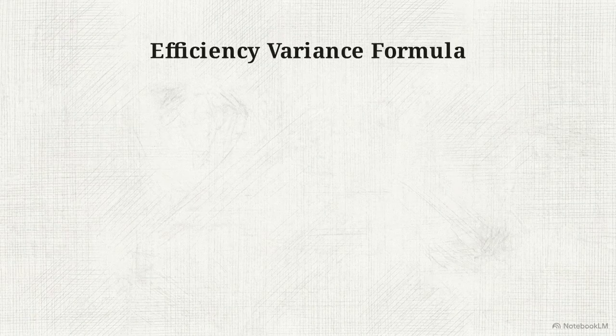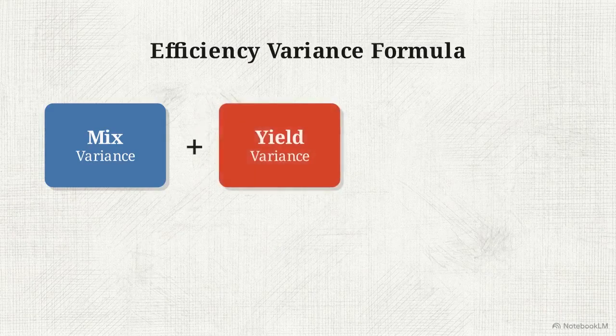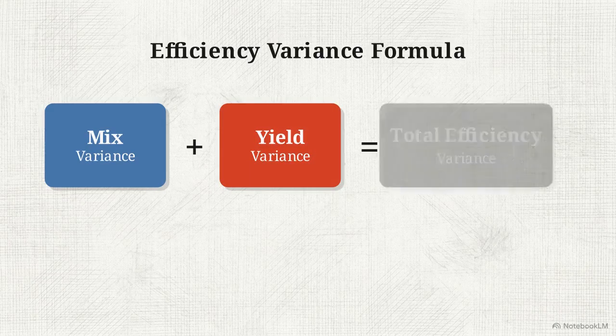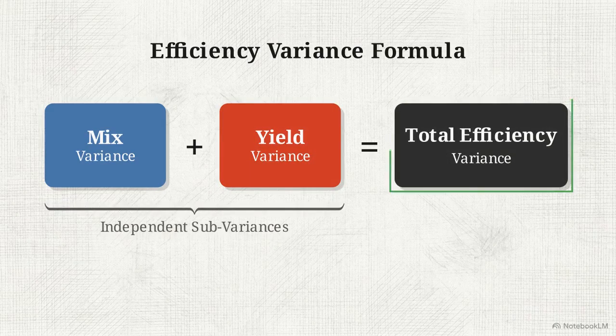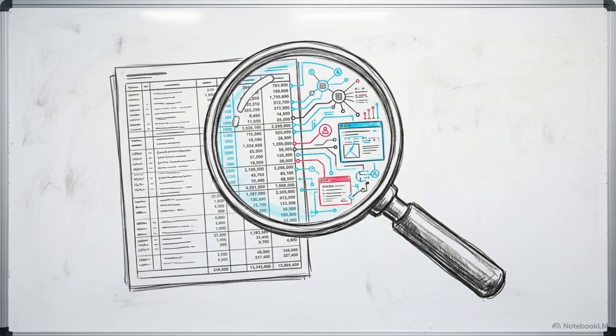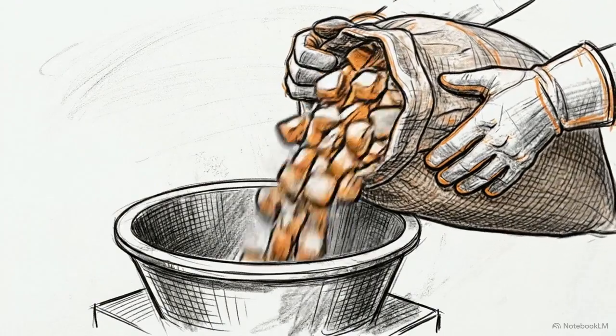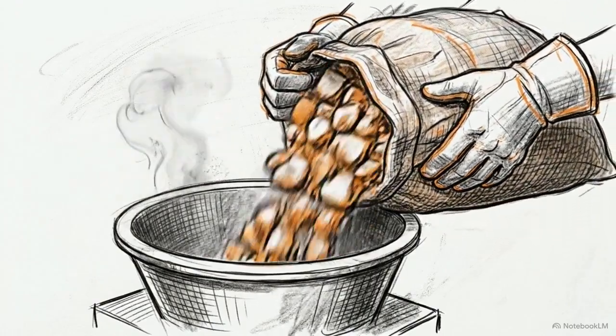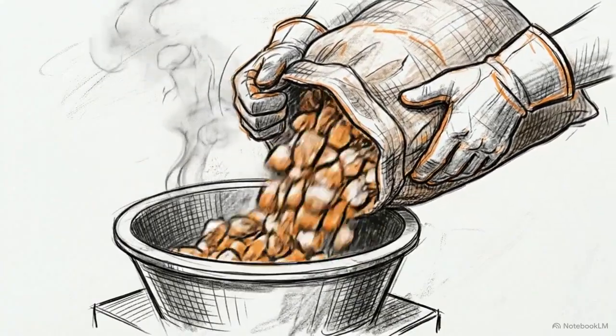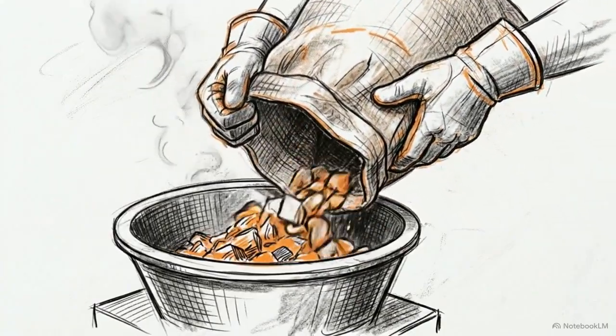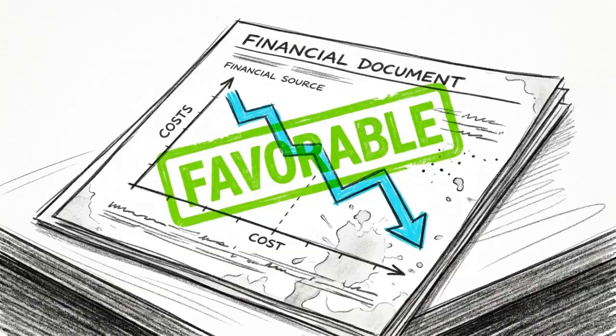Mathematically, the sum of the mix variance and the yield variance precisely equals the total efficiency variance. This relationship provides immense diagnostic value, allowing management to identify hidden operational trade-offs. Consider a scenario where a purchasing manager introduces a cheaper, lower-grade raw material into an industrial refining process. Substituting this cheaper material mechanically generates a highly favorable mix variance. On paper, the purchasing department has saved money.